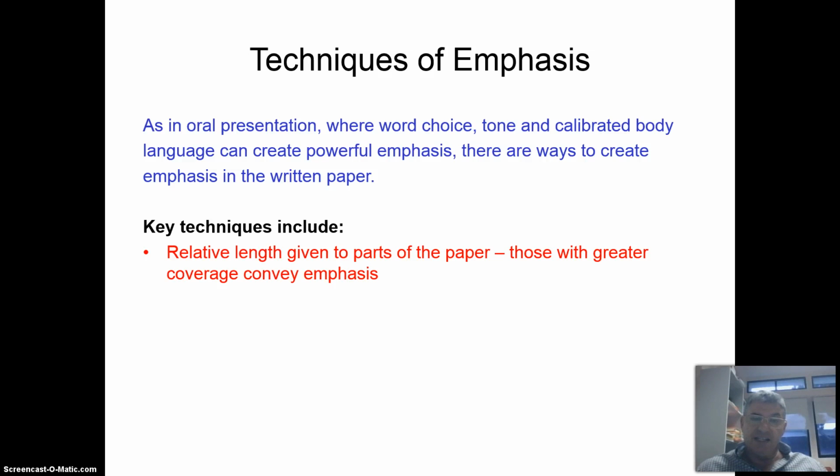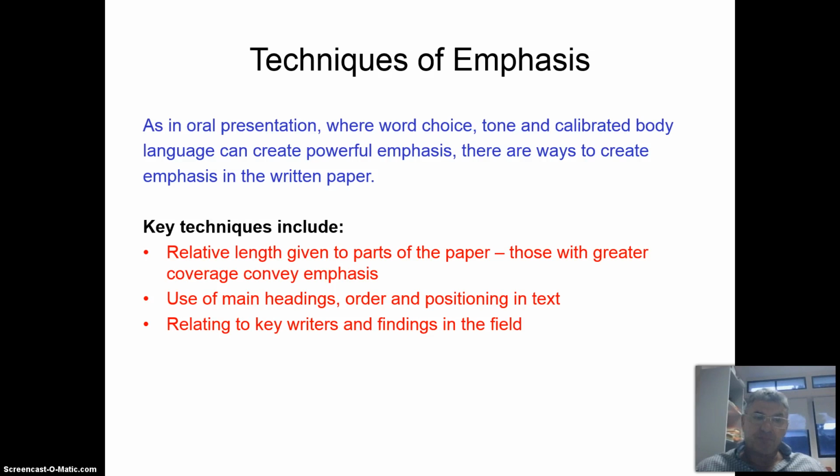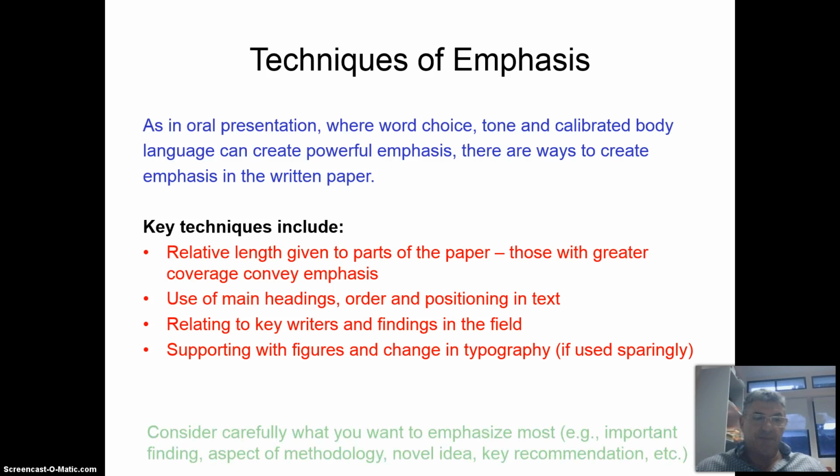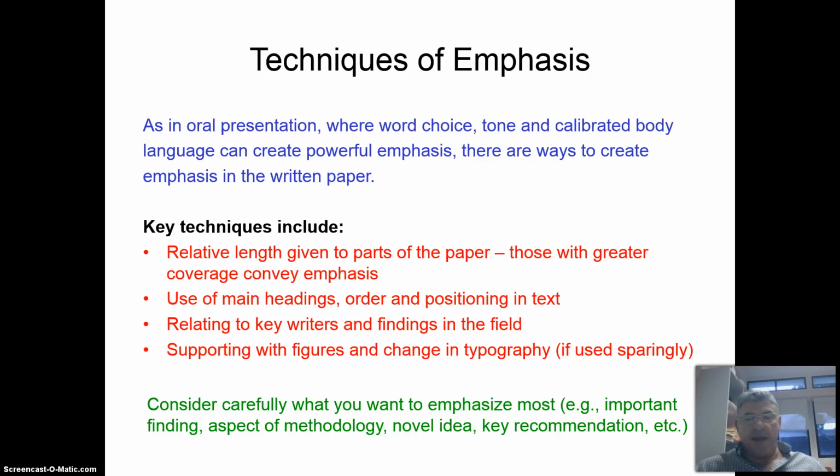So some key techniques is invariably the length that you give to different parts of the paper, those that you spend more time on, you'll give greater coverage. The use of main headings, the order, positioning, this gives a sense of emphasis in the structure, and relating to certain writers in the field that you feel are particularly significant in relation to the research that you're doing, and the types of figures, changing typography that you might want to use, but use this sparingly. So think about this one.